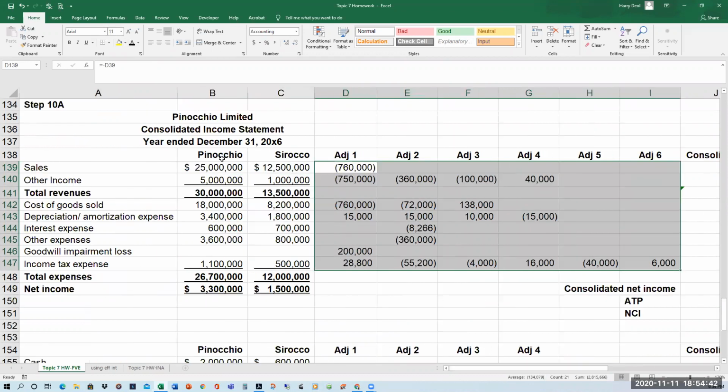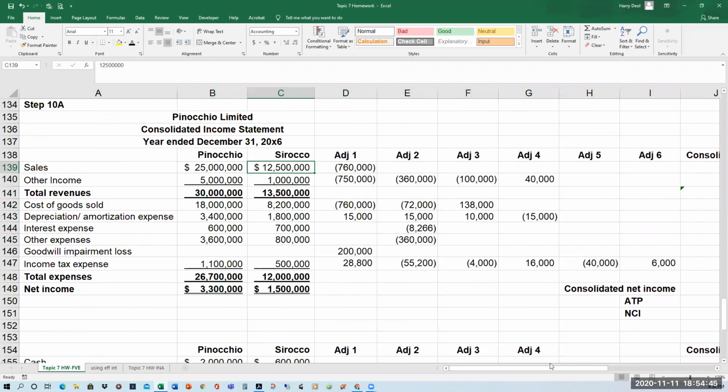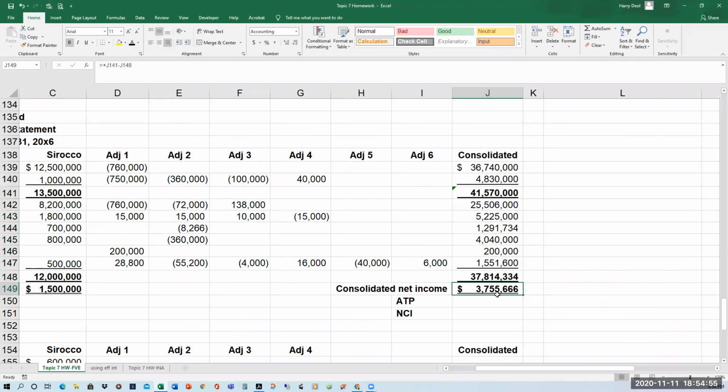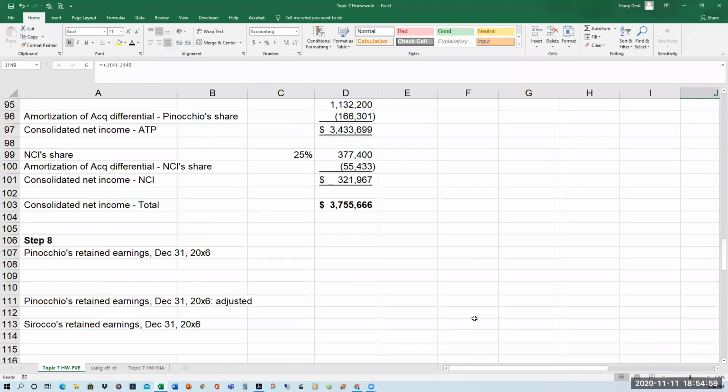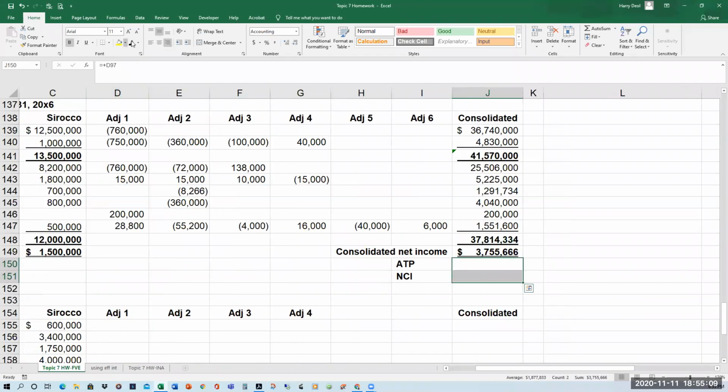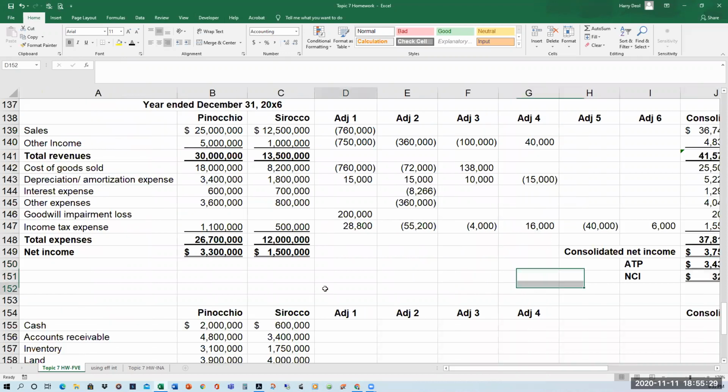And then after that, it's a matter of adding together the parent sales, the sub sales, and the adjustments. So if you make these adjustments, you get consolidated net income being $3,755,666. You can check that amount against step 7, $3,755,666 indeed. And just keep in mind that on the face of the income statement, we have to show how much of the consolidated net income belongs to the parent company's shareholders and how much belongs to non-controlling interest. This is not optional. If you choose not to show these amounts, you will, on an exam, end up forfeiting marks.